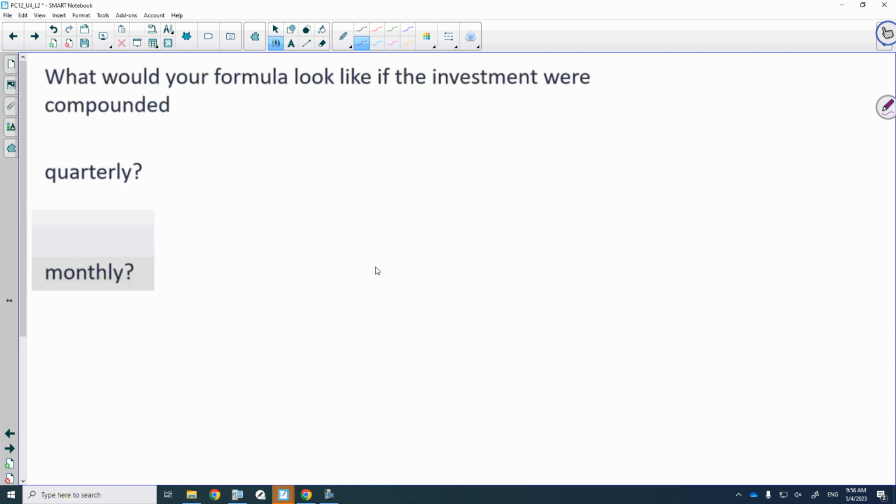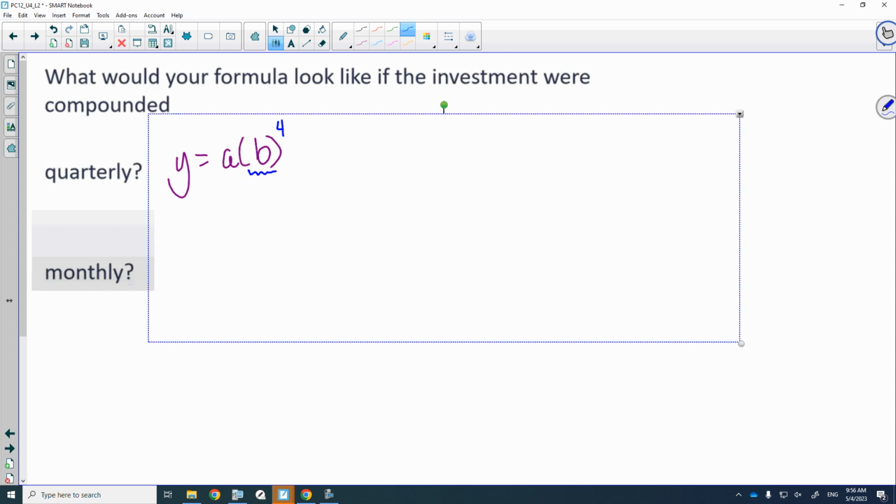Okay, so what would your formula look like if the investments were compounded quarterly? So it's going to be y is equal to a, b. Now remember, b we're going to be adjusting, and I'll teach you how to adjust that. But quarterly payments would be you're being paid 4 times every year. Monthly payments would be y is equal to a, b. There's 12 months in a year, so 12 payments of interest every year.